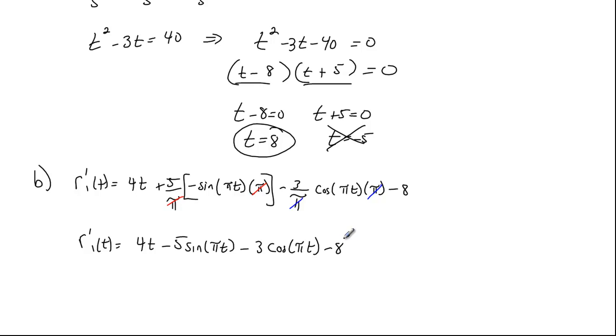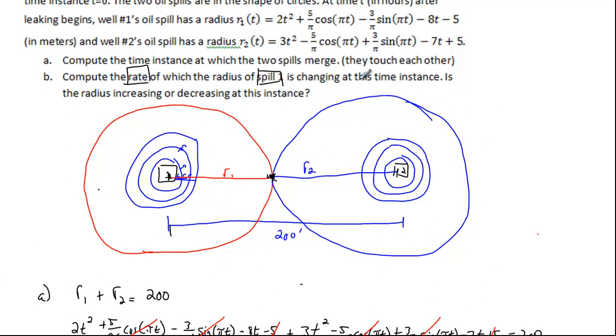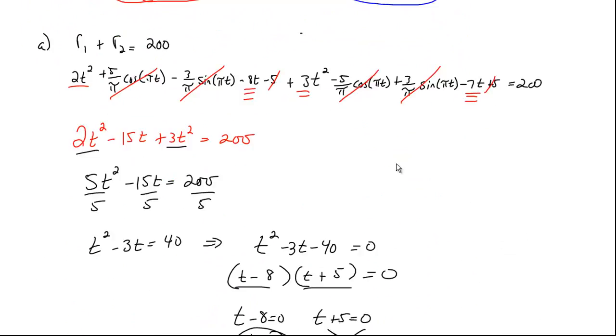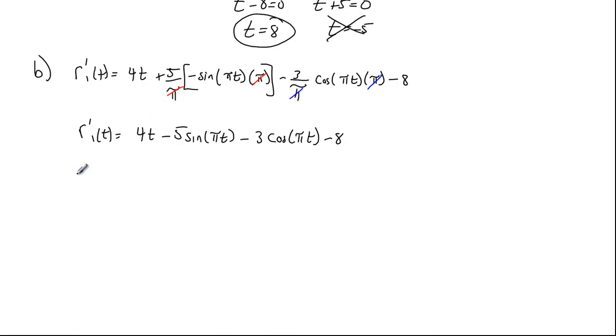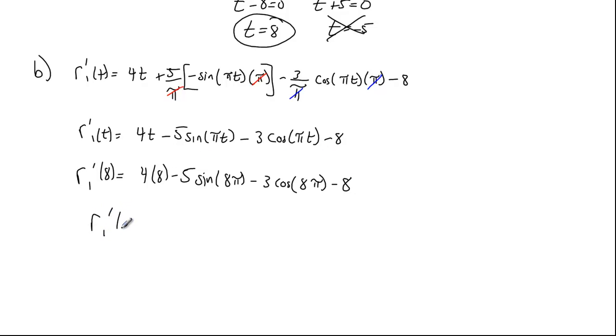Nothing too bad. But we want to know the derivative at one specific instance, and that was at the instance in which the two oil spills touch. So we know they touch when t is equal to 8. So everywhere we have a t, we're going to have to plug in 8. So we're going to have 4 times 8 minus 5 times sine of 8 pi. T was equal to 8, so we have 8 pi minus 3 cosine of 8 pi minus 8.